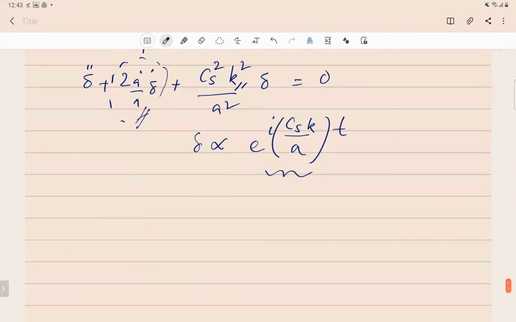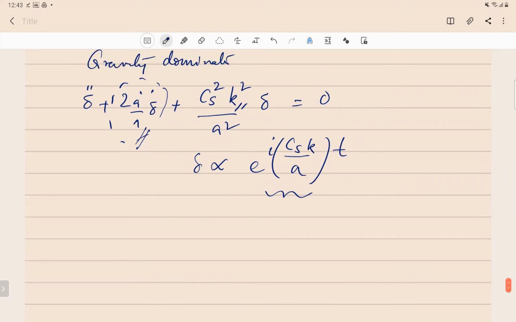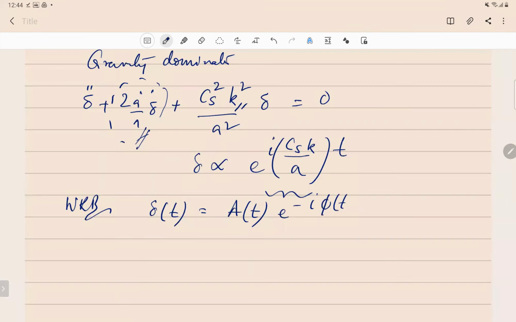Now, one way to approach this is using what is called the WKB method. What we do is we make an assumption for the solution delta of t, which is some A of t times e to the power minus i phi of t, where we assume that this amplitude does not vary as fast as the phase. So we assume this general form, A of t and phi of t, and then we substitute back into this equation.